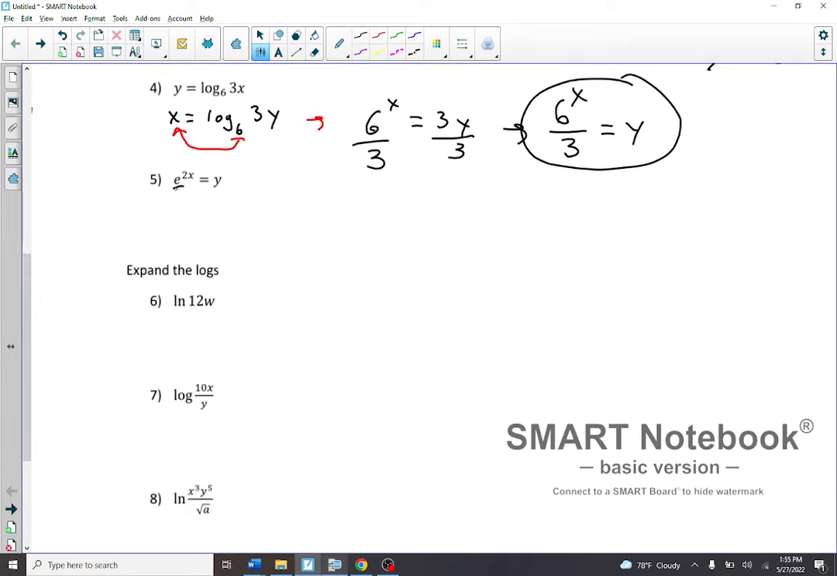Here, when you move an e over to the other side, first let's swap the positions. So e to the 2y equals x. So I'm going to move the base e to the other side. When I do that, it does a special log. We call it ln. So 2y equals ln x, then divide both sides by 2. So y equals ln x over 2.